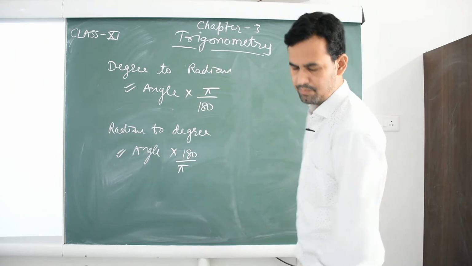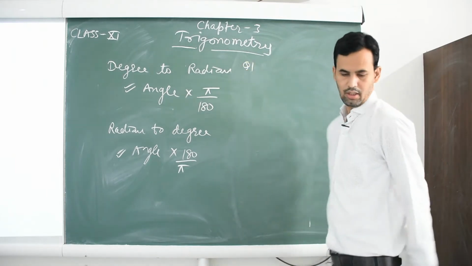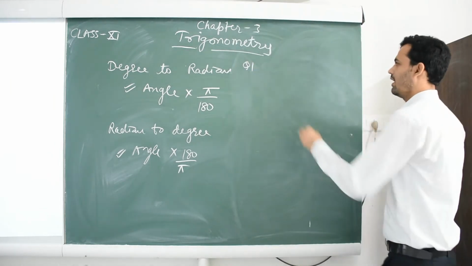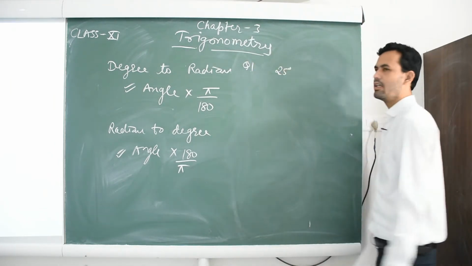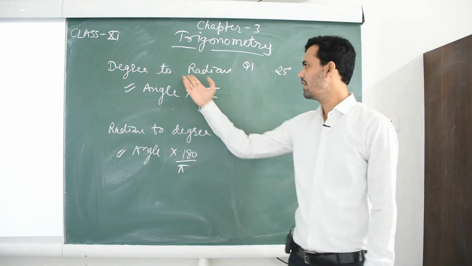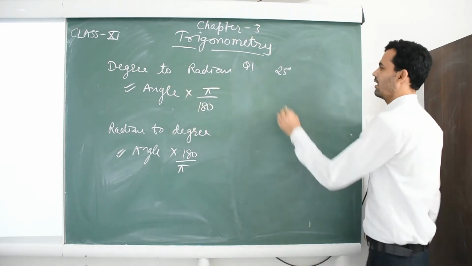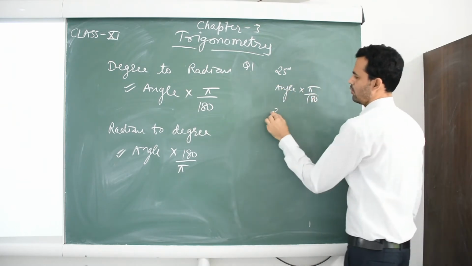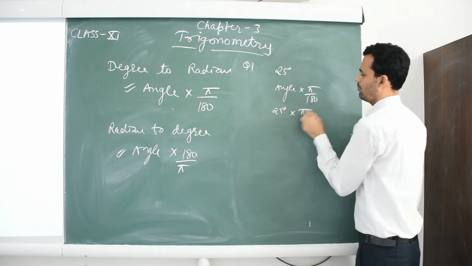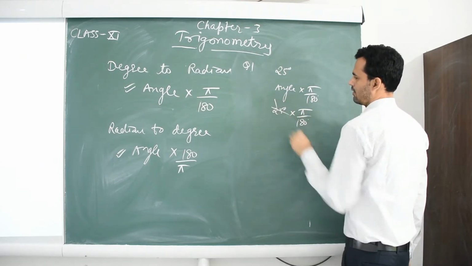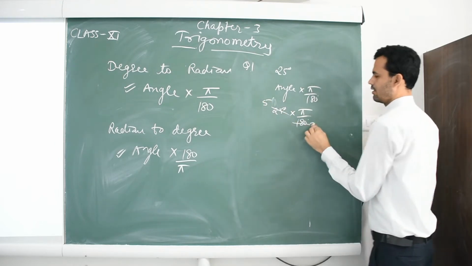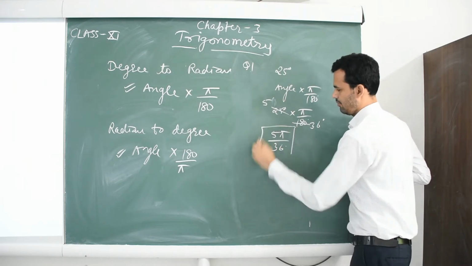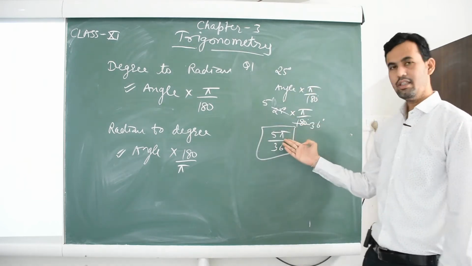Question number 1. Find the radian measure corresponding to the following degree measure. So the angle is given in degrees and we have to change this angle into radians. So we use this formula: angle into pi by 180. So 25 degrees into pi upon 180. 5 times, 36 times. So 5 pi upon 36 is the measurement of angle 25 degrees in radians.